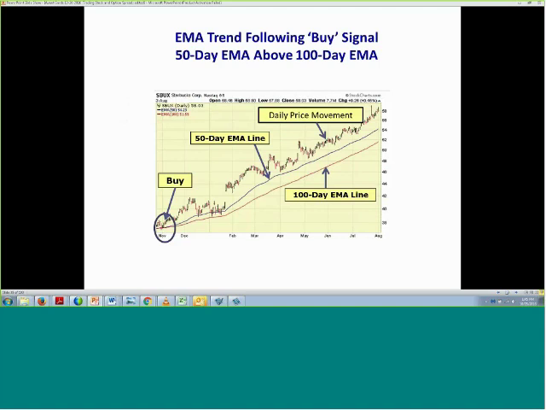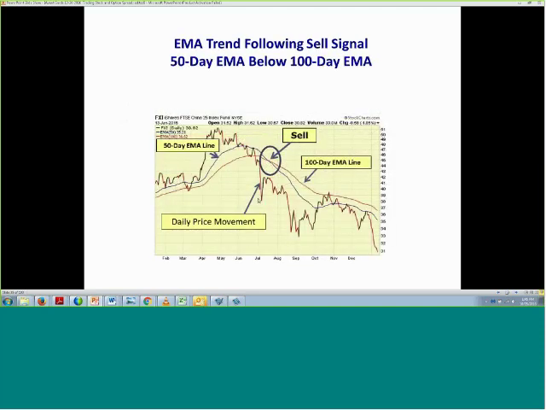And this is a daily price chart for Starbucks. The red and black vertical lines are the daily price movement. And the blue line here is the 50-day EMA. The red line's the 100-day EMA. So we can see back in November, the blue line crossed above the red line, and Starbucks was on a buy signal. And as long as the 50-day EMA is above the 100-day EMA, then the stock remains on a buy signal.